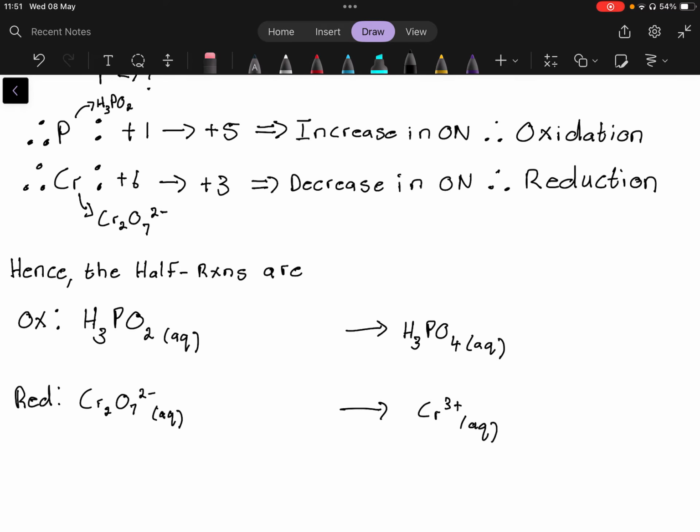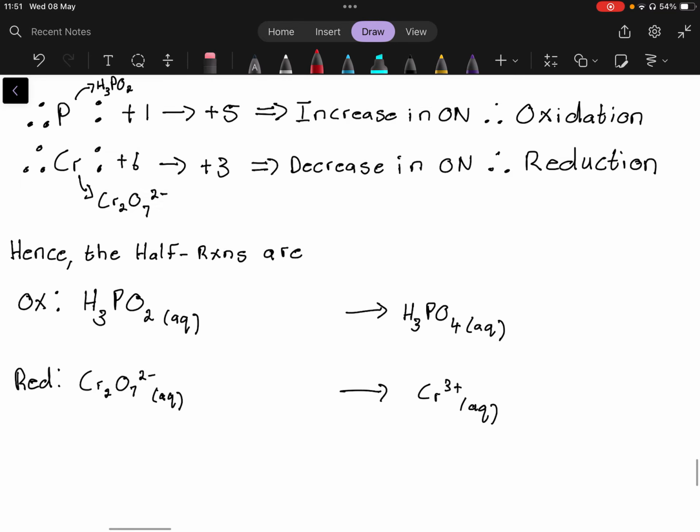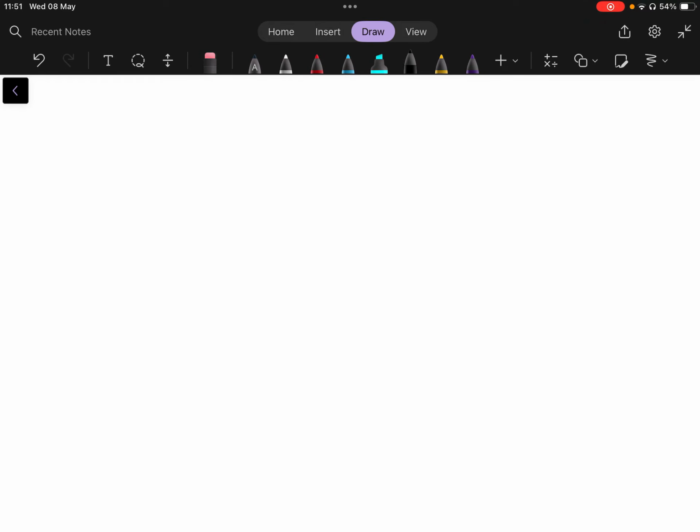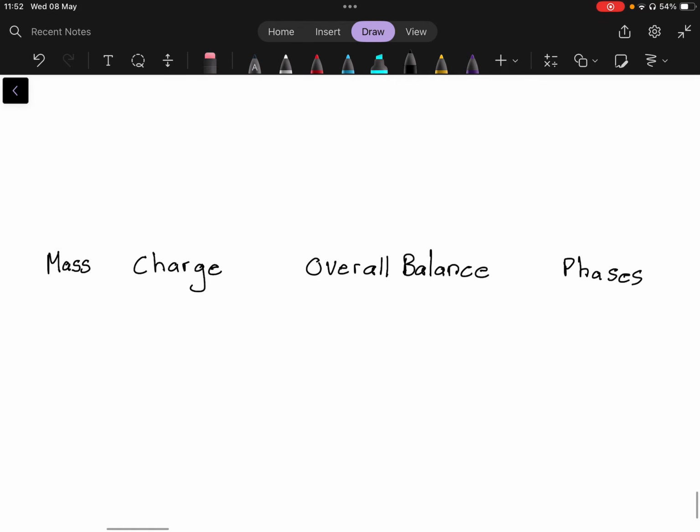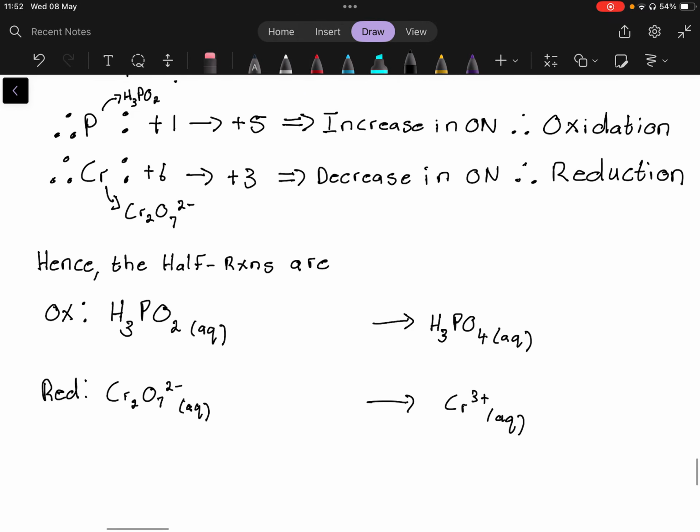Right, so let's look at the oxidation reaction first. We need to find first for mass balance. So let's maybe make a little tick list here at the bottom. We want to balance all the reactions for mass. Then we want to balance them for charge. Then we need to look for overall balance in our full chemical equation. And then we just need to remember to check our phases. Right, so that's our checklist. So let's start with the mass balance.